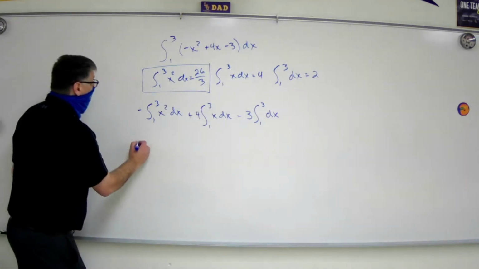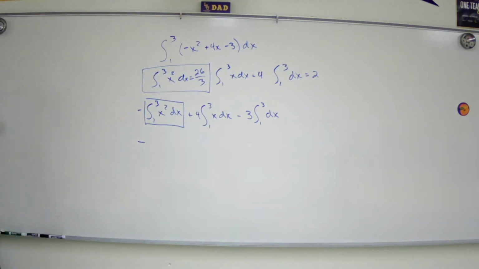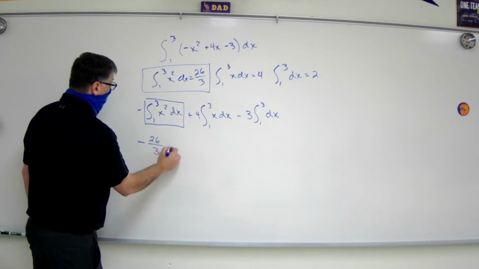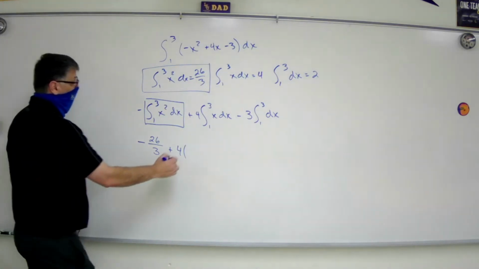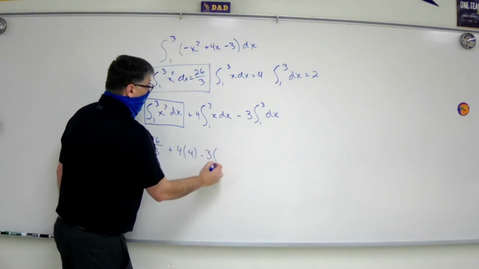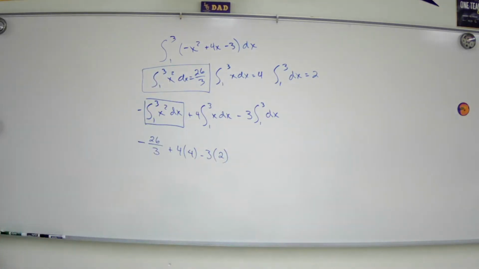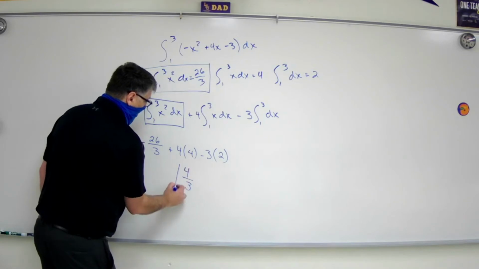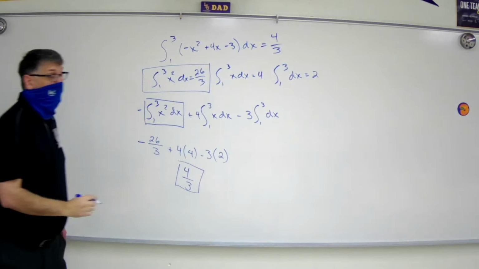Okay, so now I wonder what this equals. This part's 26 over 3, here's my negative, so I have negative 26 over 3 plus 4 times what? 4 times 4 minus 3 times what? And then from there you just throw it in the calculator. Don't miss a question because of arithmetic, just throw it in the calculator. What'd you get? So this equals 4/3. It's just a way to practice the rules.